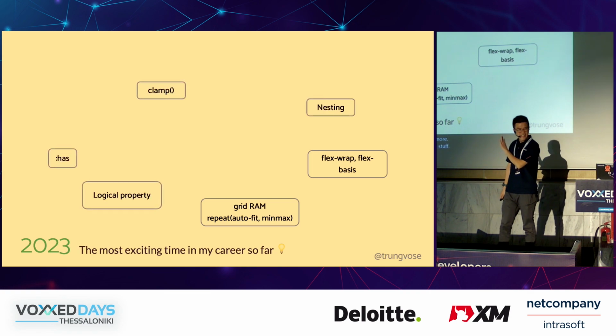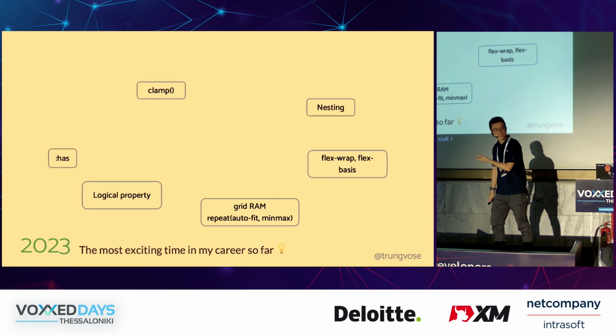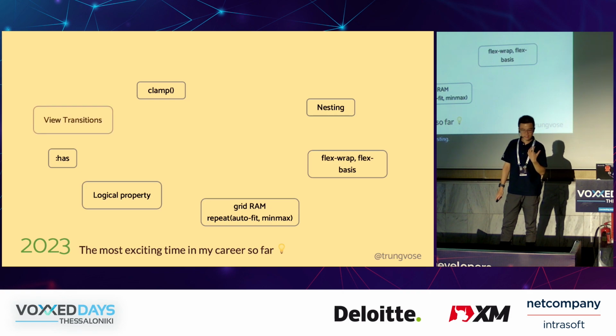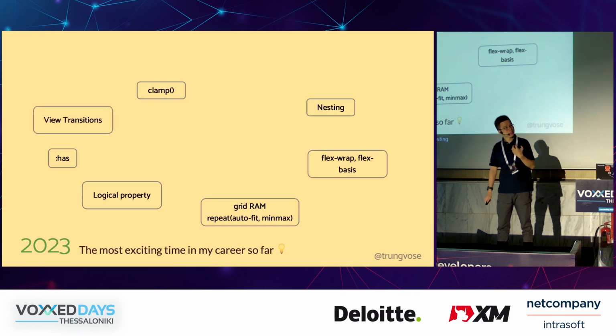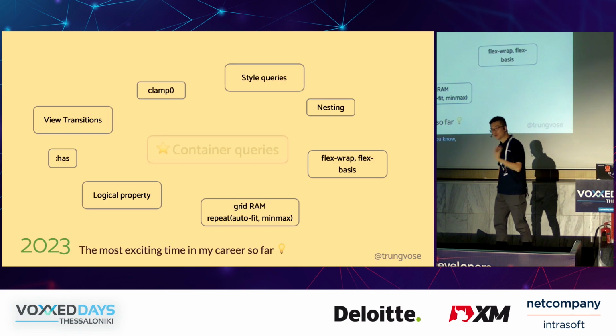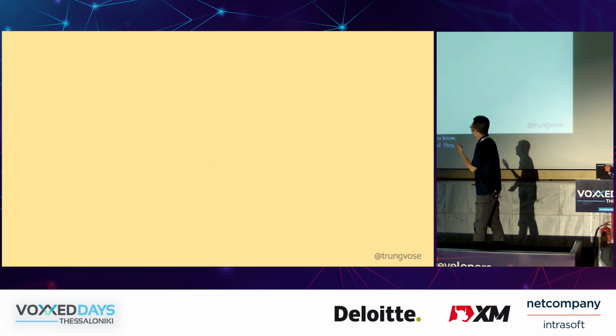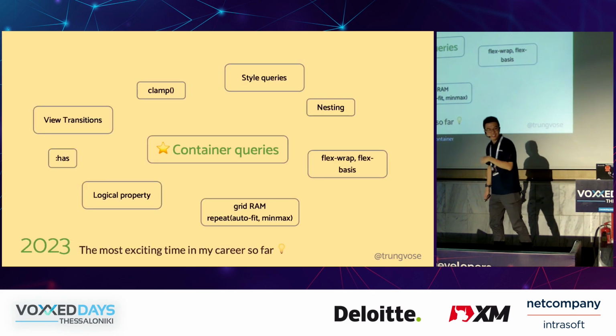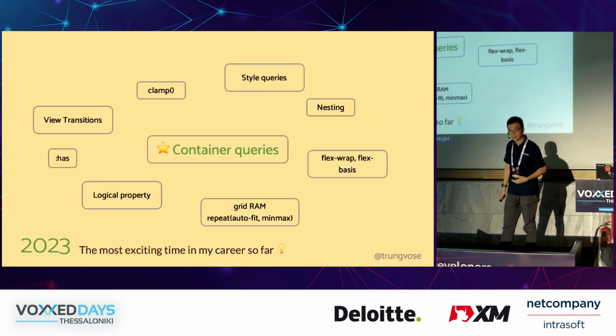I would say there is the hash stuff you can try. There's nesting that comes from SCSS. There's view transition, which was really cool. There is style query, and then container query, which I put as a highlight. But now there are still more and more things to come.